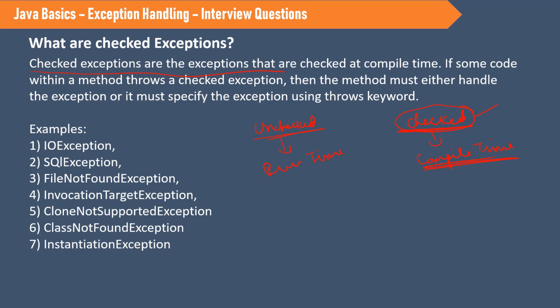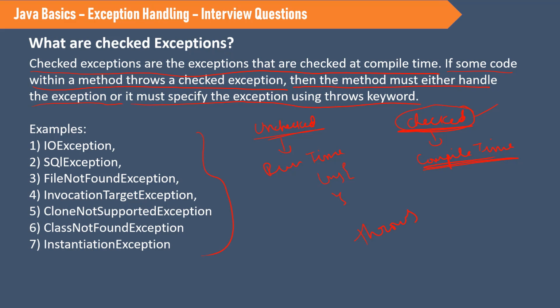So checked exceptions are the exceptions that are checked at compile time. If some code within a method throws a checked exception, then the method must either handle the exception or specify the exception using the throws keyword. That means we should handle the exception using a try catch block, or we should handle it using the throws keyword.